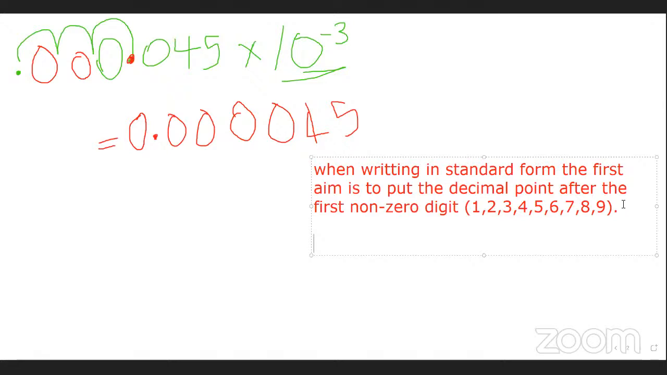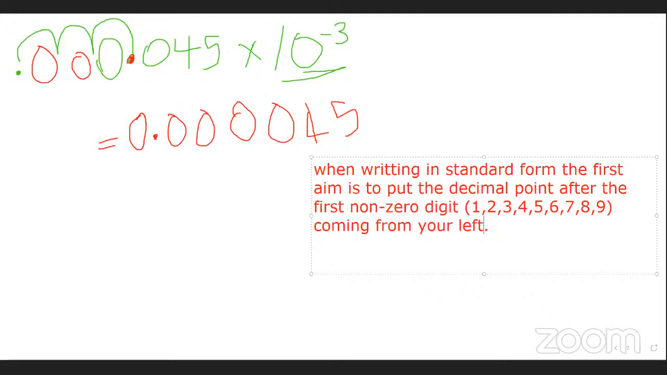All right, so when writing in standard form, the first aim is to put the decimal point after the first non-zero digit. So who can tell me the first non-zero digit, coming from your left? I'm giving you full direction, so you know exactly how to get your answer. Which is the first non-zero digit coming from your left?